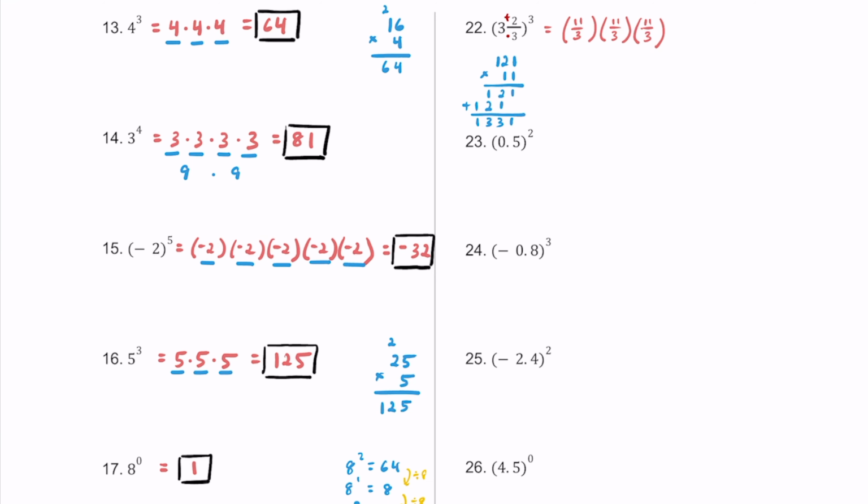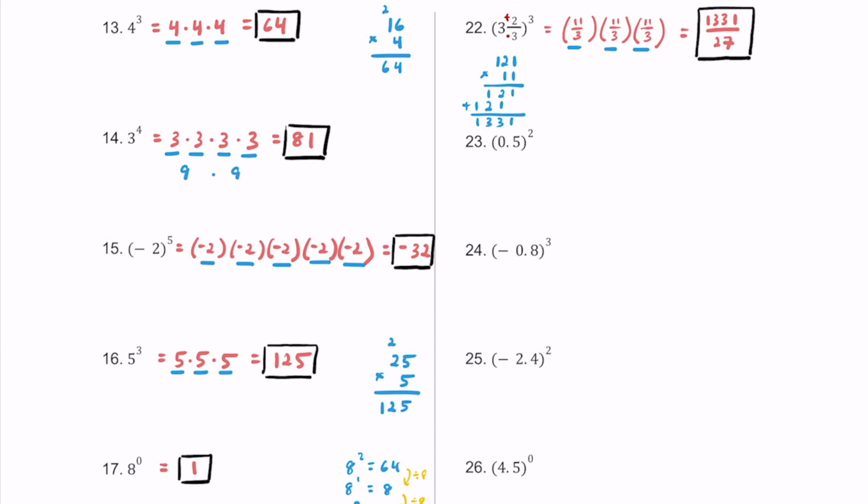So on the top here, 11 times 11 times 11, the numerator is going to be 1,331. And what about the denominator? For the denominator, we have 3 times 3, which is 9. 9 times 3 is 27. So let's go ahead and just leave this as an improper fraction. Again, if you wanted a mixed number, feel free to do so, but you would just need to do some long division to get the mixed number.